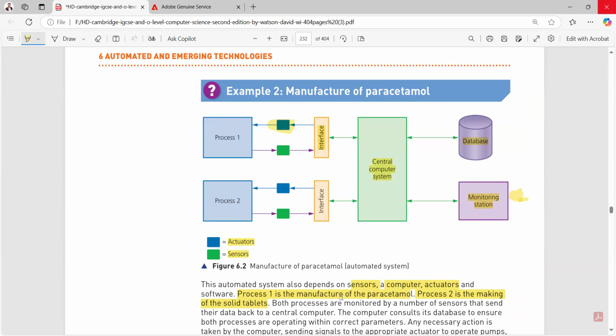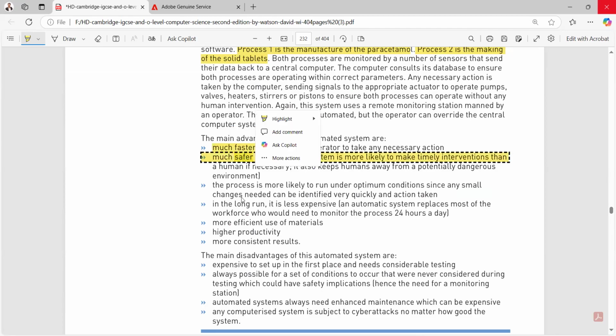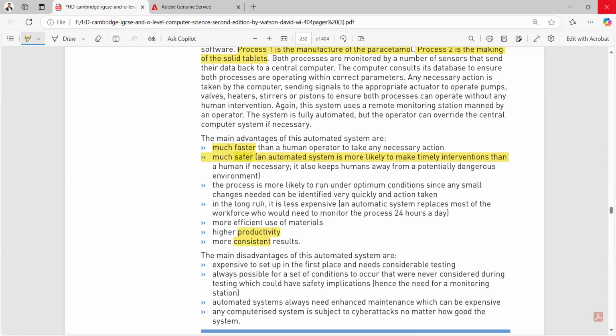नहीं सर। अब इसके जो एडवांटेज डिसएडवांटेजेस हैं वो सेम हैं, यहाँ देख लो जो अभी ऊपर मैंने बताया। फास्टर है, सेफर है, हायर प्रोडक्टिविटी है, हायर कंसिस्टेंट रिजल्ट हैं, लॉन्गर रन में कम एक्सपेंसिव है, इट कैन वर्क 24 आवर्स। डिसएडवांटेज, एक्सपेंसिव टू सेटअप, ऑलवेज पॉसिबल फॉर अ सेट ऑफ कंडीशन टू, अगर टेस्टिंग की जरूरत है। ऑटोमेटेड सिस्टम नीड एनहांस मेंटेनेंस, कंप्यूटर सिस्टम कैन बी सब्जेक्ट टू साइबर अटैक्स। इज इट सेम?